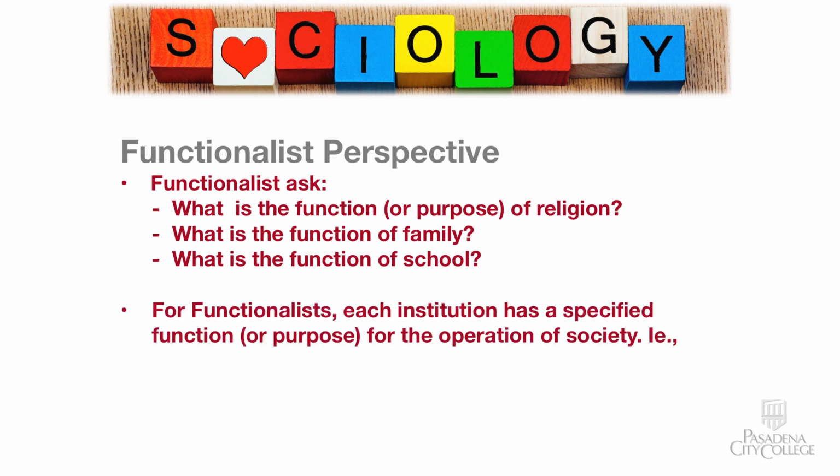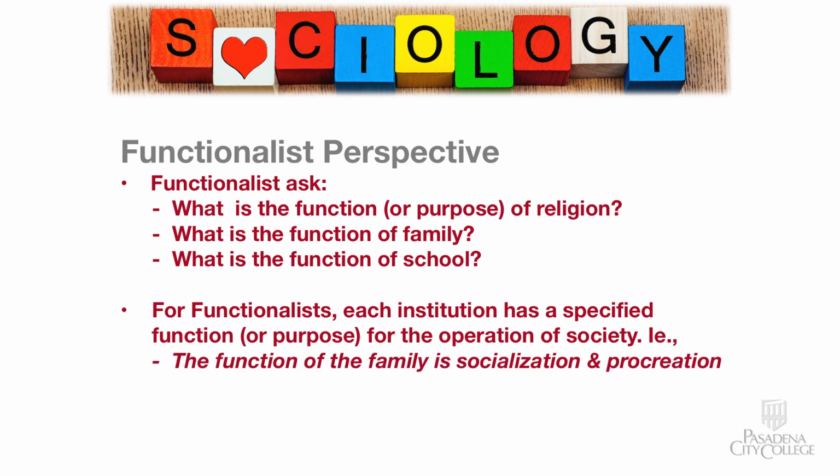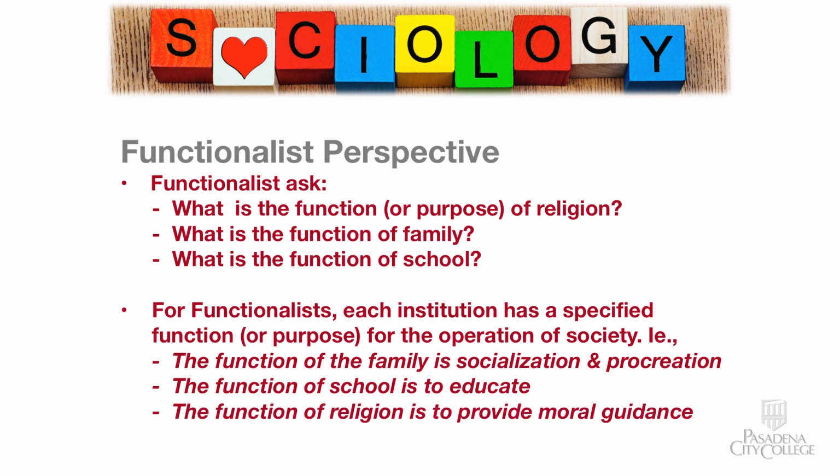For functionalists, each institution has a specified function or purpose for the operation of society. For example, the function of the family is socialization and procreation. The function of school is to educate. The function of religion is to provide moral guidance.